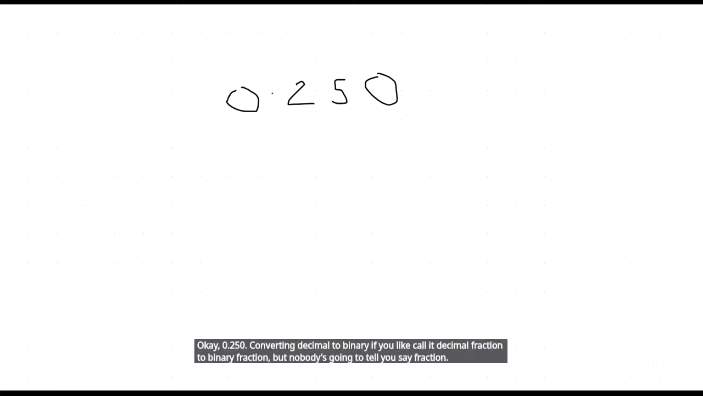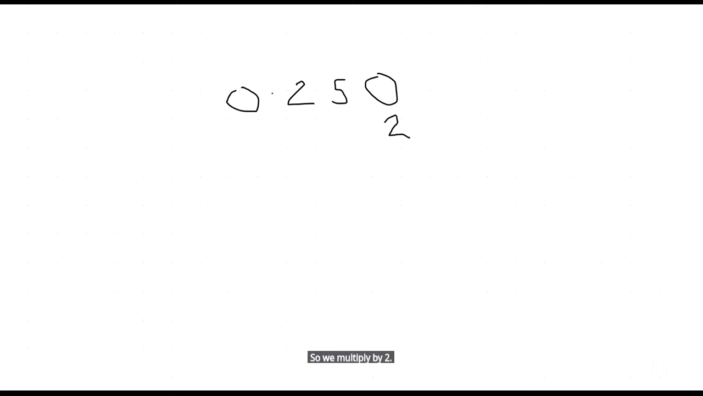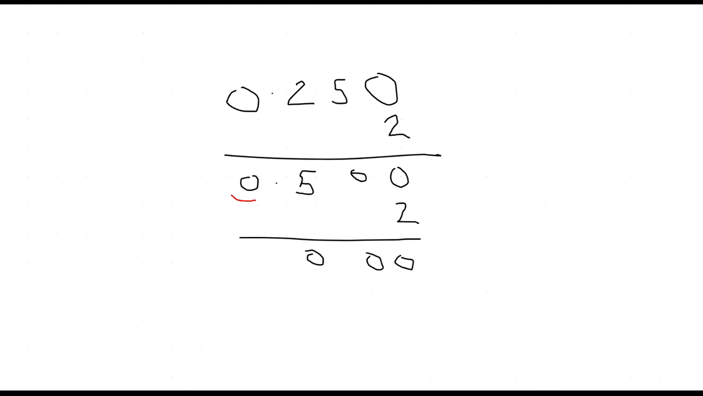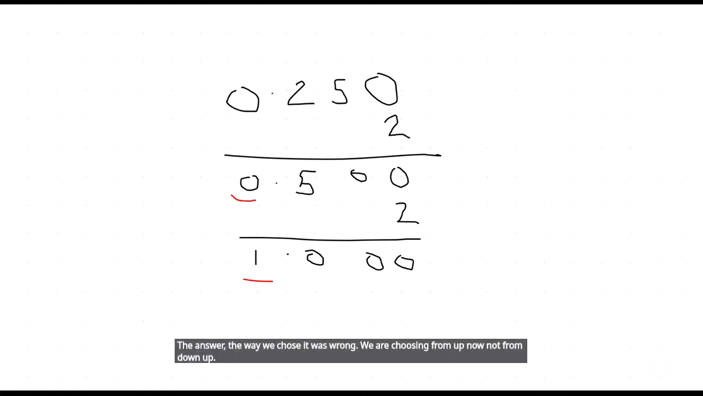So we multiply by 2. We get 0.0, so we keep this 0. Okay, we move on. We multiply by 2 again, we get 1.0, and we take our 1. We stop. We are stopping because what remains is now zeros. Now, the way we chose the answer was wrong. We are choosing from up to down, not from down to up.